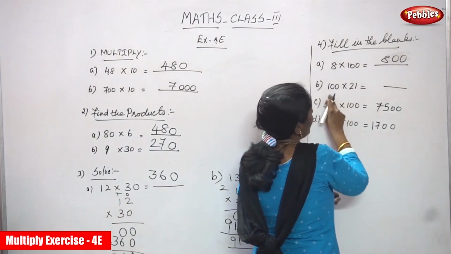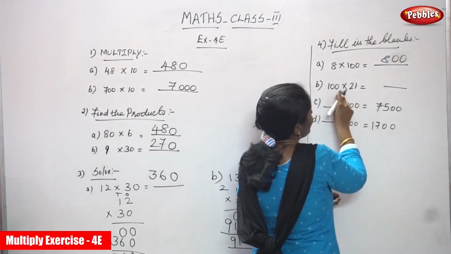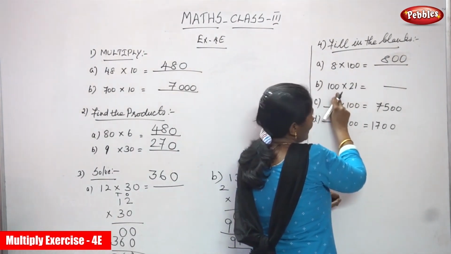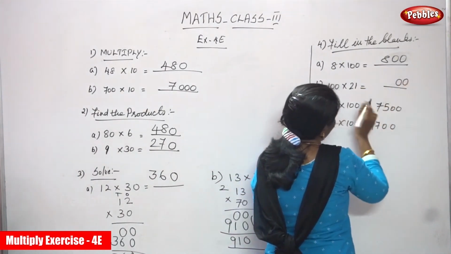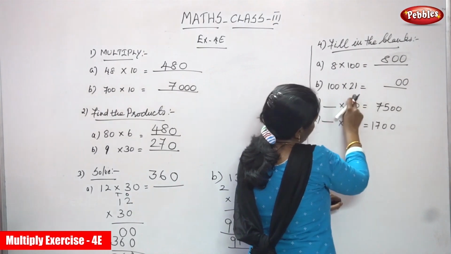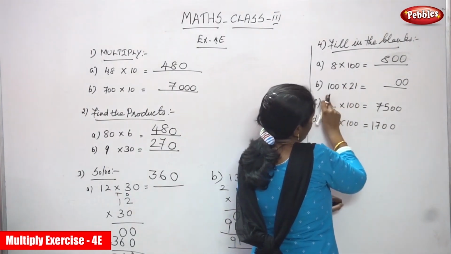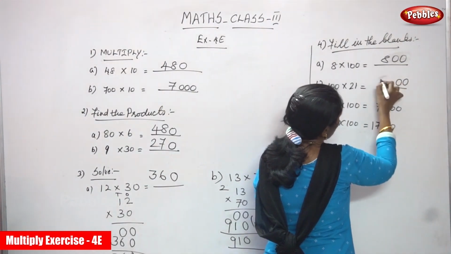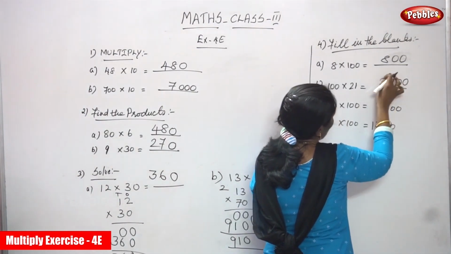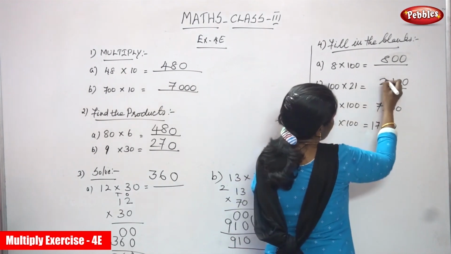Next, 100 into 21. In 100, you know very well, there are 2 zeros. So you must write the 2 zeros at the end. The remaining number is 1 into 21. Any number multiplied by 1 gives the same number. So you must write 21. 21 is the right answer for this question.